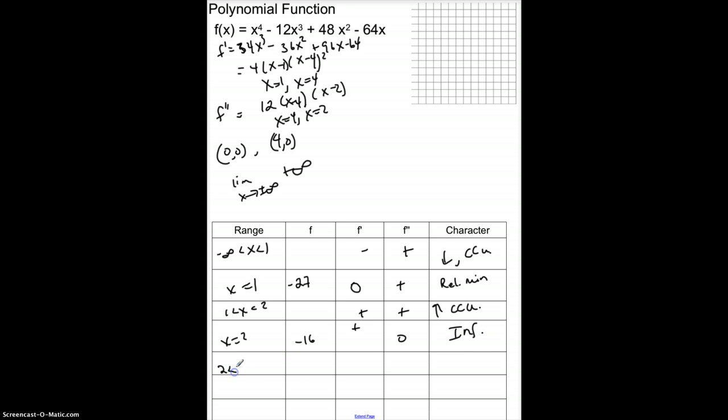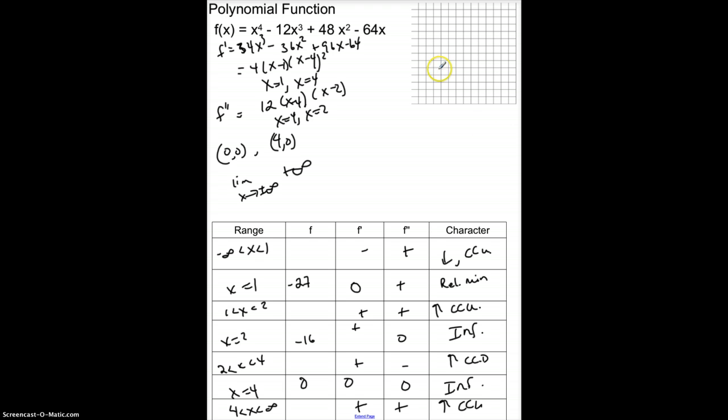Between 2 and 4, I've got a positive first derivative and a negative second derivative, so it's increasing and concave down. And finally, at x equals 4, everything is 0. So this is another inflection point. Finally, between 4 and infinity, I have a positive first derivative and positive second, so it's increasing and concave up.